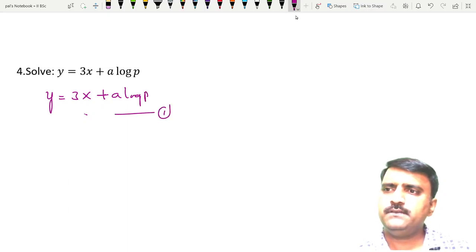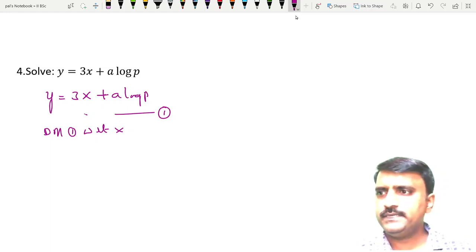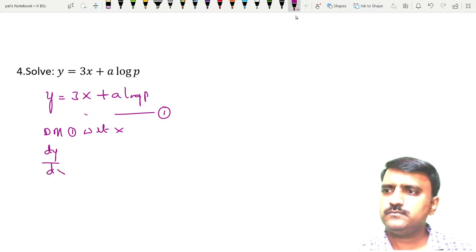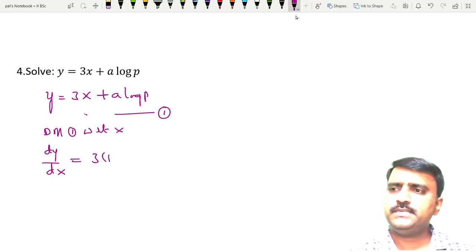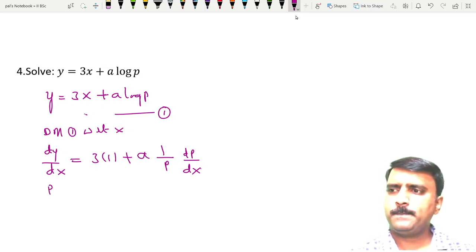So take this equation as 1, differentiate 1 with respect to x. So differentiation of y with respect to x is dy by dx. dy by dx is equal to differentiation of x is 1, so it is 3 into 1 plus a into differentiation of log p, which is 1 by p into dp by dx. Okay, so now dy by dx can be written as p, and take this 3 to the left hand side, it is p minus 3. This is equal to a by p into dp by dx.